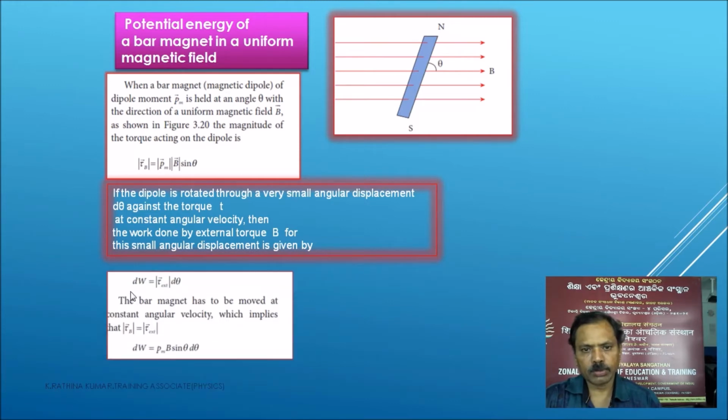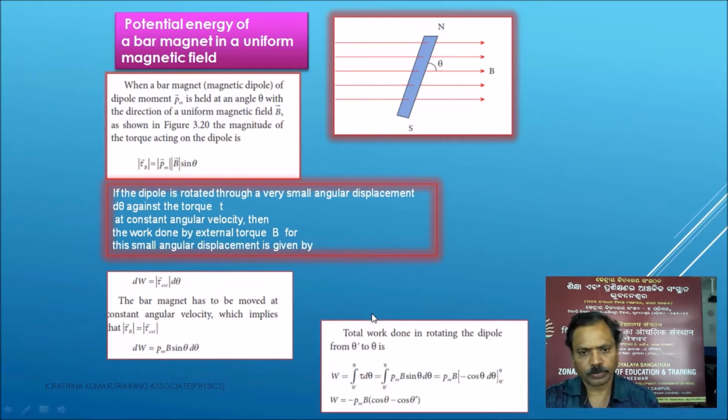Then the small work done to rotate this bar magnet is tau external into d theta, just the modulus. The bar magnet has to be moved at a constant angular velocity, which implies that the modulus of tau is equal to the modulus of tau external. So the small work done is equal to Pm B sin theta into d theta.